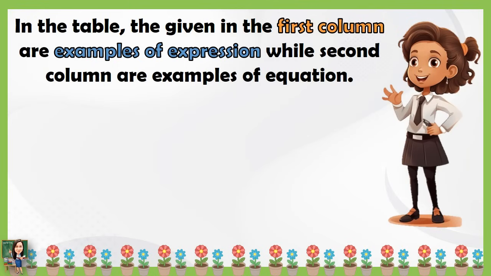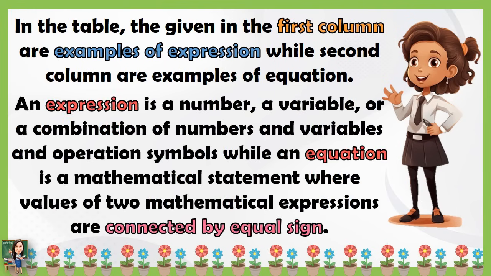In the table, the items in the first column are examples of expressions, while the second column are examples of equations. An expression is a number, a variable, or a combination of numbers, variables and operation symbols, while an equation is a mathematical statement where the values of two mathematical expressions are connected by an equal sign.